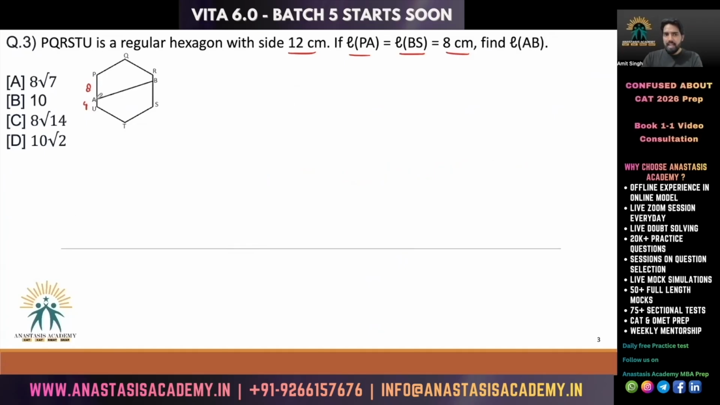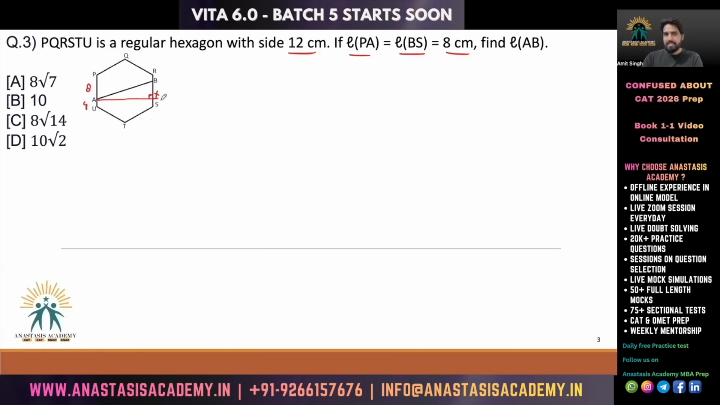What I can do is drop the perpendicular from A to this side RS. Can you see this BS was 8, but AU has to be equal because I have dropped a perpendicular. So I am calling this point X.